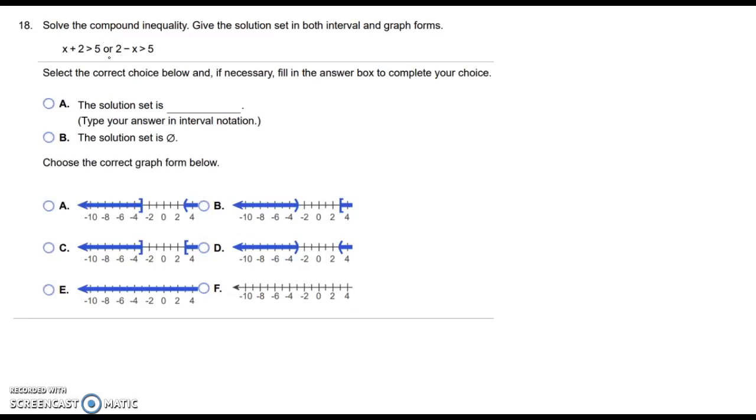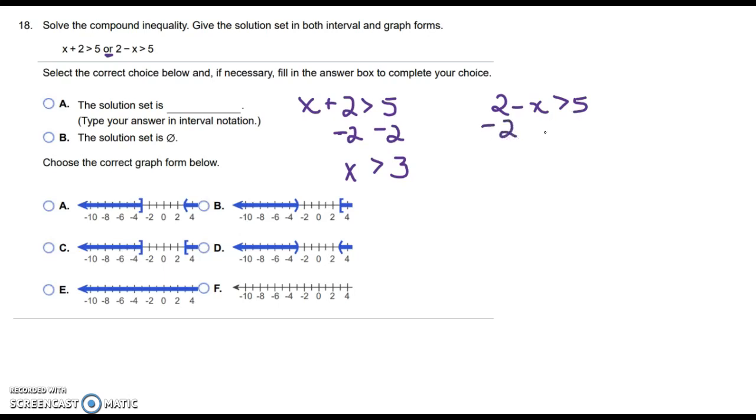That is the compound inequality, but instead of saying and, it says or. But we're going to use the same technique. We're going to have x plus 2 is greater than 5. When we move that 2 to the other side, we get x is greater than 3. Then we're going to solve the other one as well. 2 minus x is greater than 5.